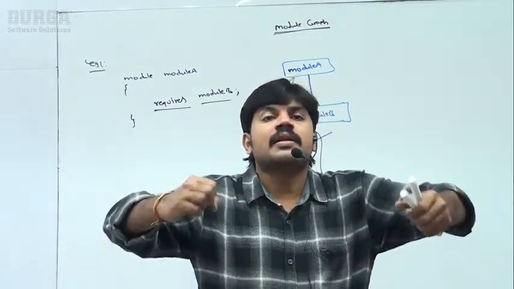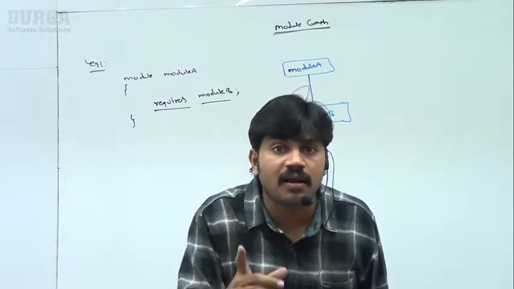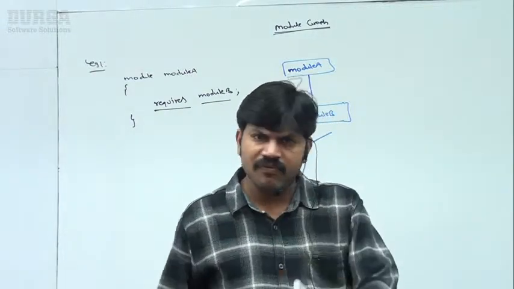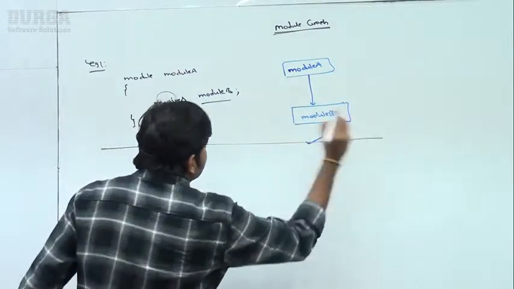Remember that, okay? The dependency between the modules can be represented by using a special graph, which is nothing but one module graph. Very simple, sir. Don't think too much. Now, if you want another example, I want to tell.